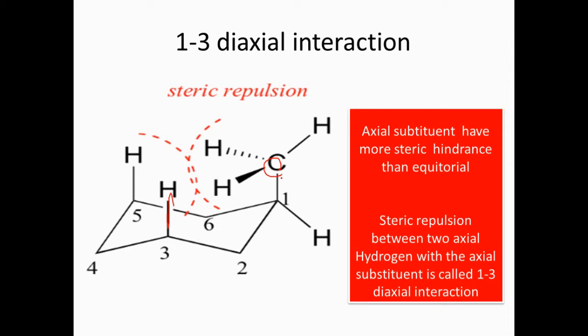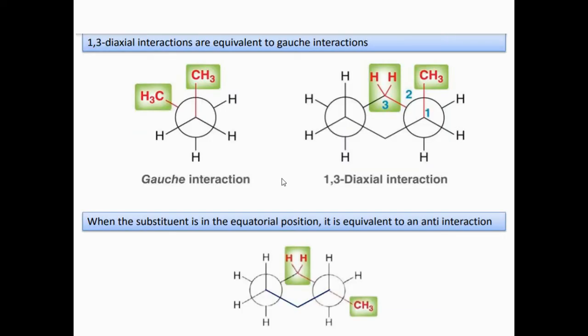Among these, the axial substituent has more steric hindrance than the equatorial. In almost all cases of mono-substituted cyclohexane, the equatorial substituent is preferred, and the axially substituted cyclohexane is higher in energy. The second reason is that 1,3-diaxial interactions are equal to gauche interaction amounts. What is the reason for that? We have seen it in butane.